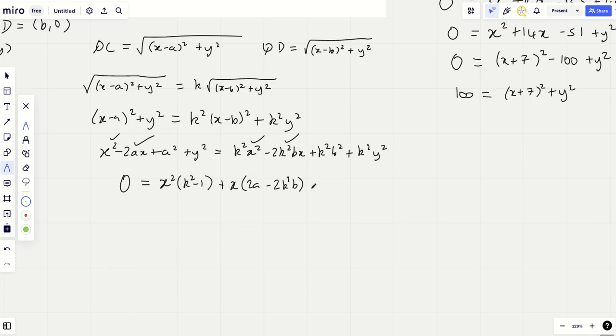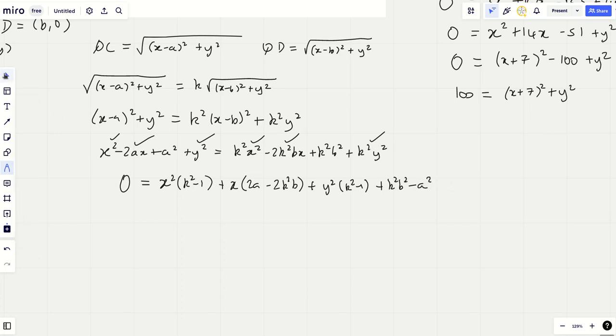And then for my y's, I might as well do the y's next, I'm going to have y squared multiplied by k squared minus 1 again, so that's that one and that one. Then I'm going to have all the junk on the end, that's this term and this term, so I'm going to have plus k squared b squared minus a squared.